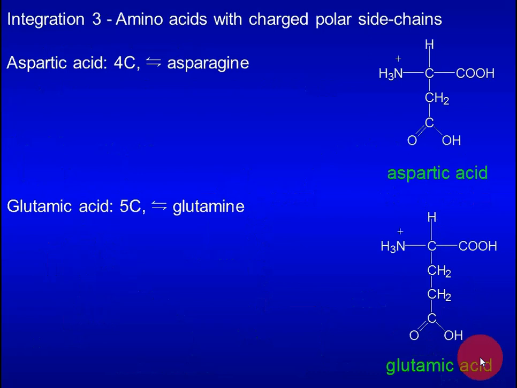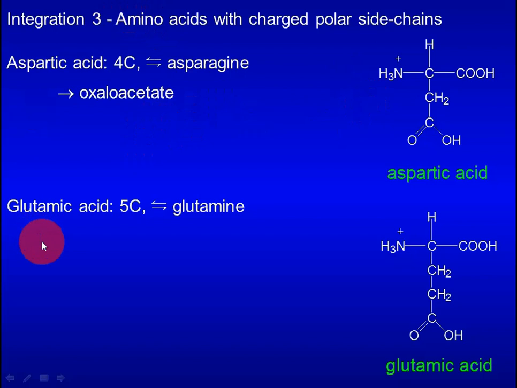Aspartic acid has 4 carbons. It can be converted from asparagine. After removal of the amino group through transamination, aspartic acid is converted to oxaloacetate, an intermediate of the citric acid cycle.